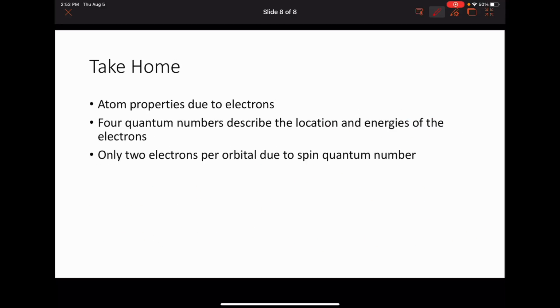So this is the kind of summary of the video itself. It's been quite long, but all our properties are due to electrons. We've described quantum numbers that describe our orbitals, and the spin quantum number gives us only 2 electrons per orbital, which we're going to use the next time when we start coming up with electronic configurations of atoms.